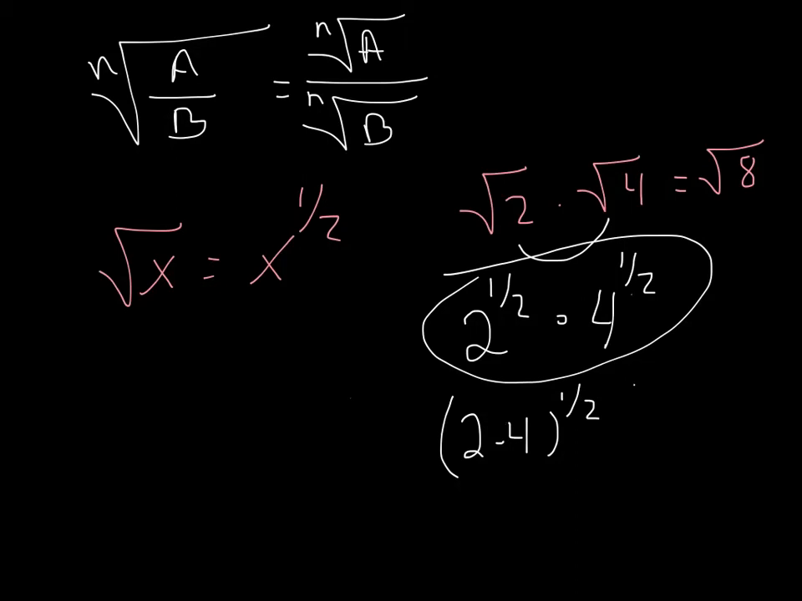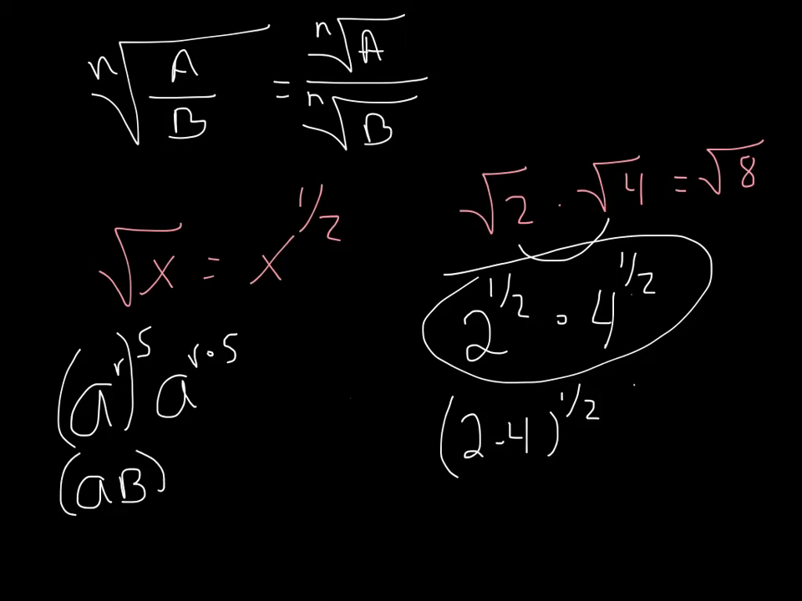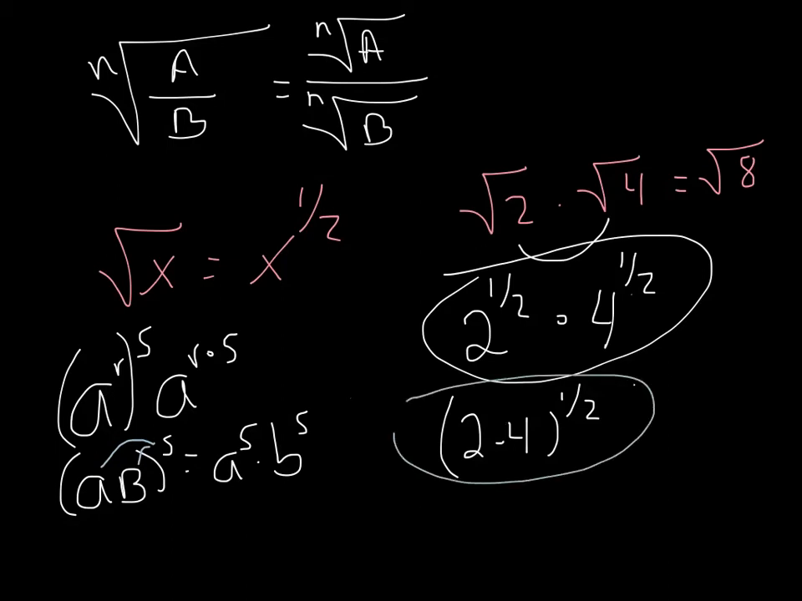Because if you remember, we learned that a to the r power all to the s is a to the r times s. And we extrapolated that further to say, okay, a times b to the s power is the same thing as a to the s times b to the s power. So this little exponent outside gets applied to each term, and we went over why that works. Well, this is the same thing. Now I'm going to take the 1/2 power and apply it to both.